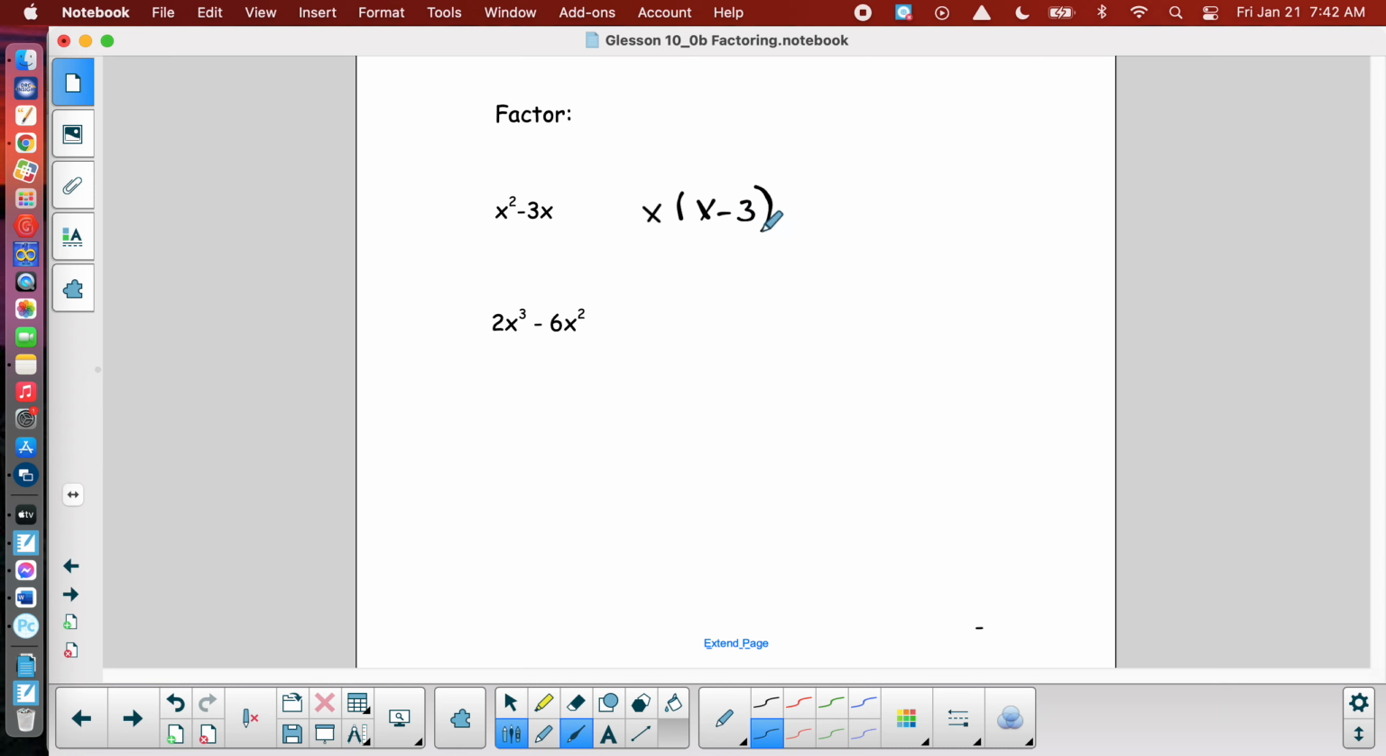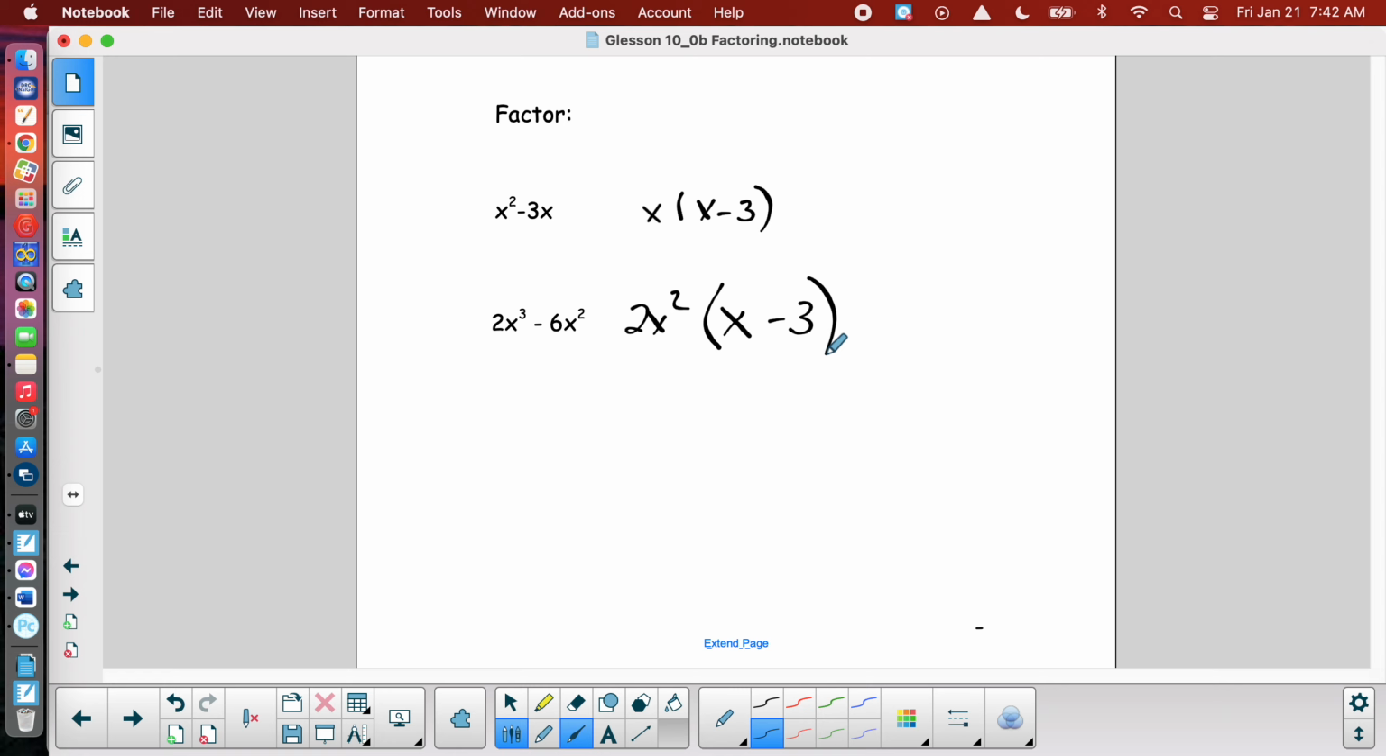So to do distributive property backwards, what is the greatest common divisor for these two? 2x cubed minus 6x squared, well that's going to be a 2x squared. It goes into both of those, leaving me an x. And negative 6x squared divided by 2x squared just leaves me minus 3.